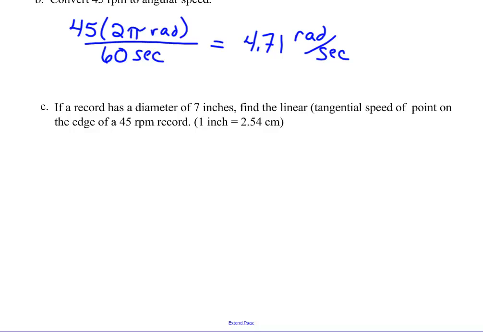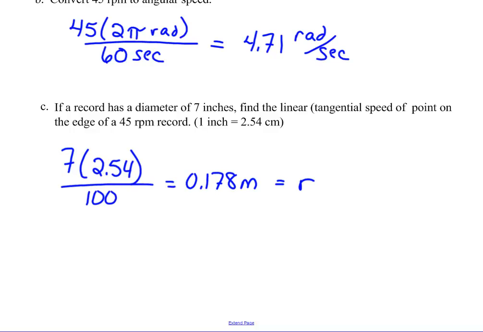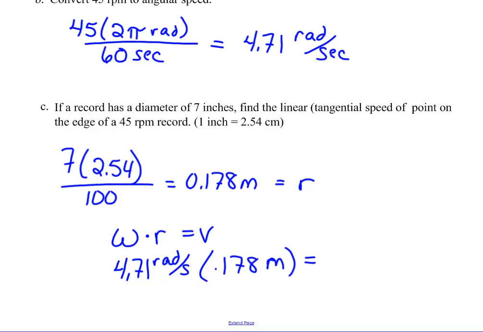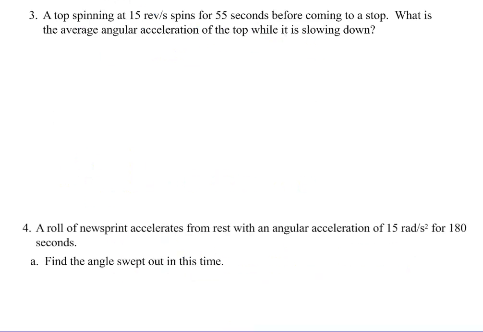That will allow me to find the circumference, but first I have to convert inches to centimeters, or meters more precisely. So 7 times 2.54 divided by 100. So my radius is 0.178 meters. So what we learned is if we take our angular velocity, multiply it by the radius, we will get the linear velocity. My angular velocity for 45 is 4.71 radians per second times 0.178 meters, and I get 0.838 meters per second.